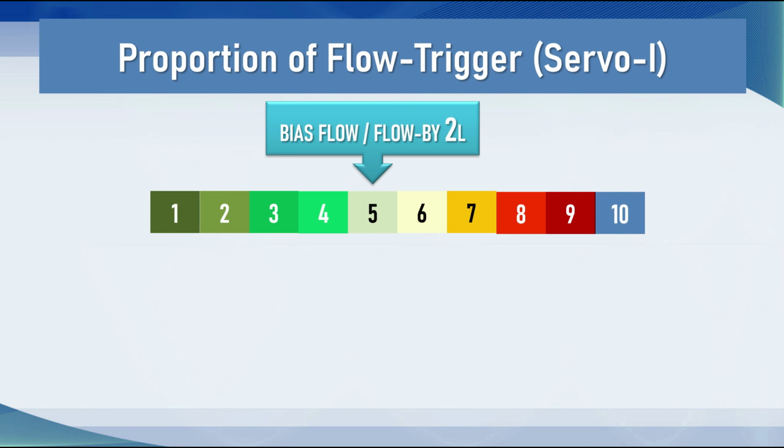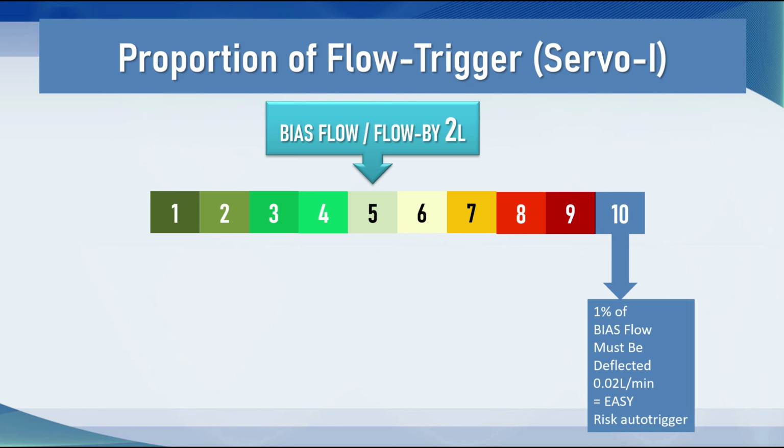On the other end of the scale, we have 10, where only 1% of bias flow must be deflected, and that's 0.02 liters per minute. So it's ridiculously easy to trigger the ventilator, and there's a high risk of auto-triggering, particularly from cardiac oscillations or people moving the patient in the bed.